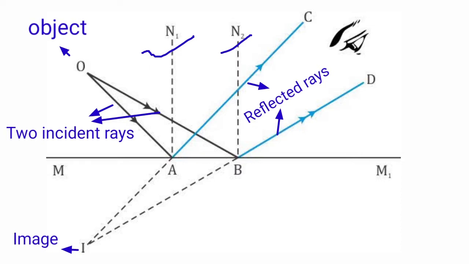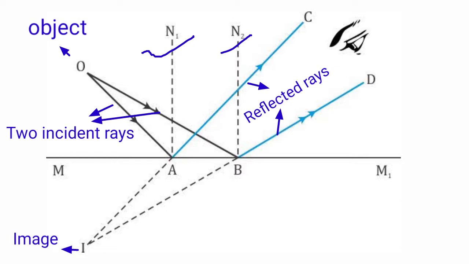So when we produce these two rays in the backward direction, we come to point I. Both lines intersect at point I, and this I is the image of your object O. Now the reflected rays appear to meet at I but do not actually meet.